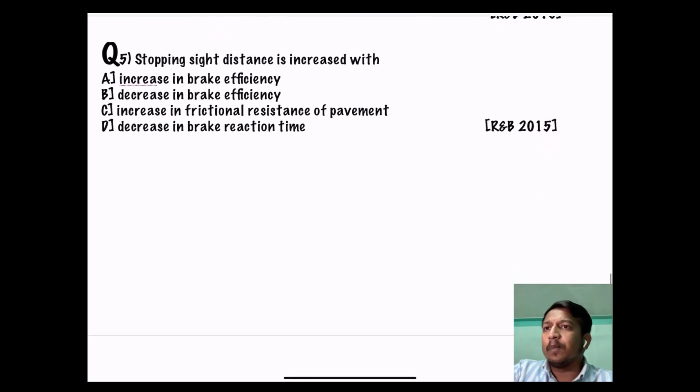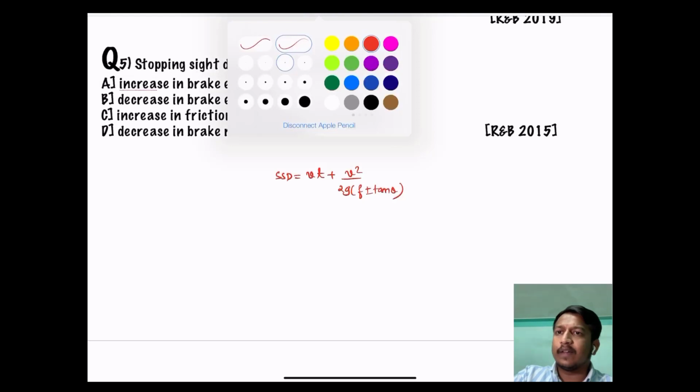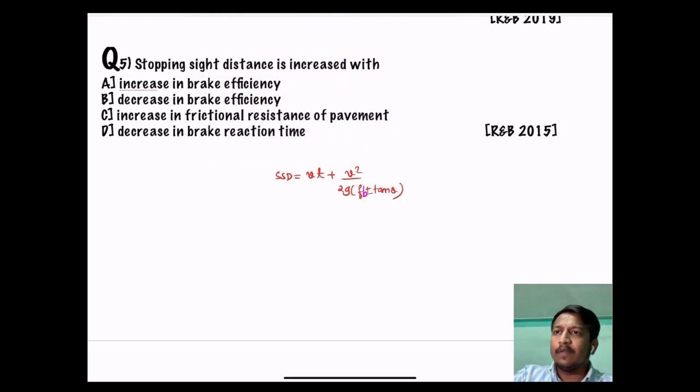Question 5: stopping sight distance is increased with what? We need to increase the stopping sight distance. We'll write down the equation: SSD equals V into T plus V square by 2GF plus or minus tan theta. With an increase in braking efficiency, if I write braking efficiency B with F, if this increases, then the braking SSD decreases. So the first option is eliminated. If the braking efficiency decreases, then SSD increases. So option B will be the correct answer. An increase in the frictional resistance will decrease it, so option C will not be there. Decrease in the braking reaction time also. So option B is the correct answer for this.